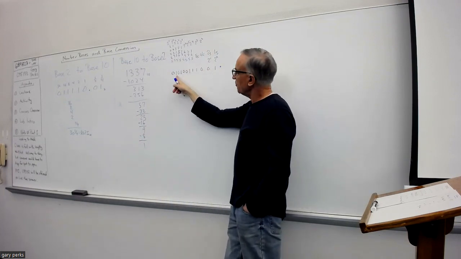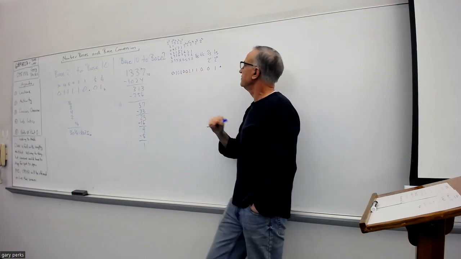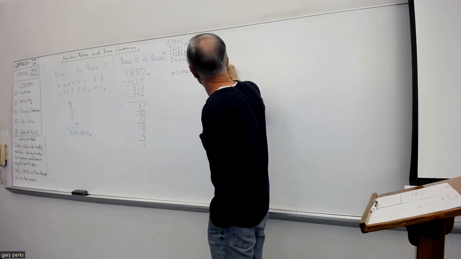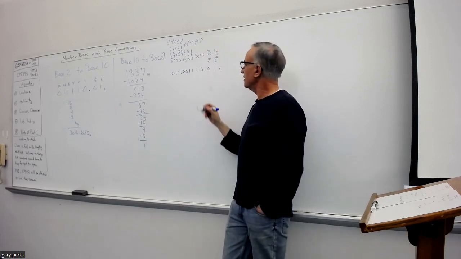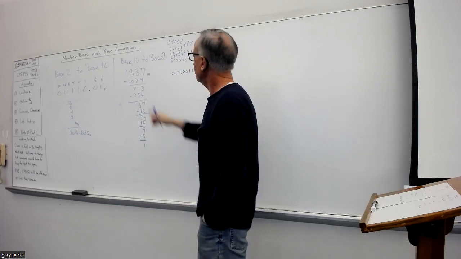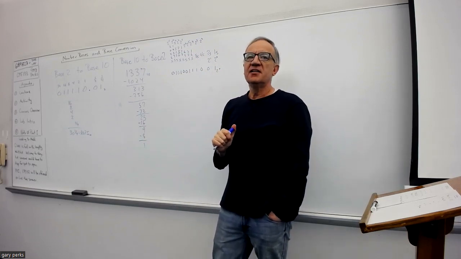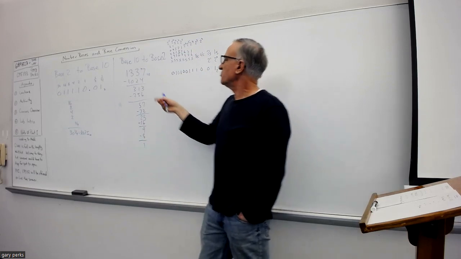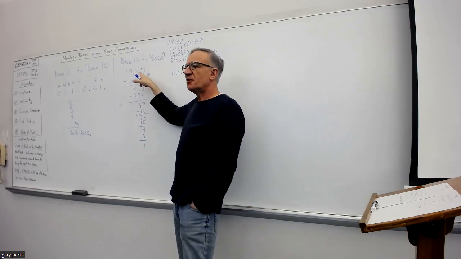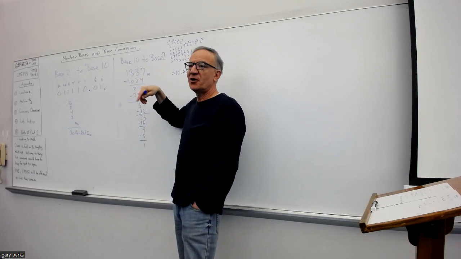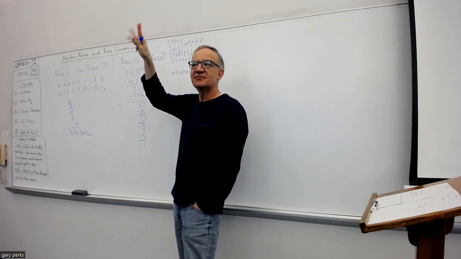So 1 0 1 0 0 1 1 1 0 0 1 in binary is equal to 1337. The algorithm that some people use is that you take the number and you divide by 2, and if there's a remainder, that bit is a 1. If there's no remainder, it's a 0.